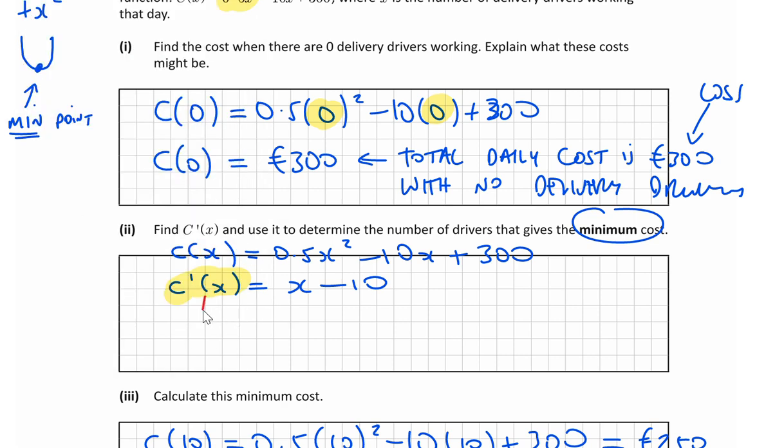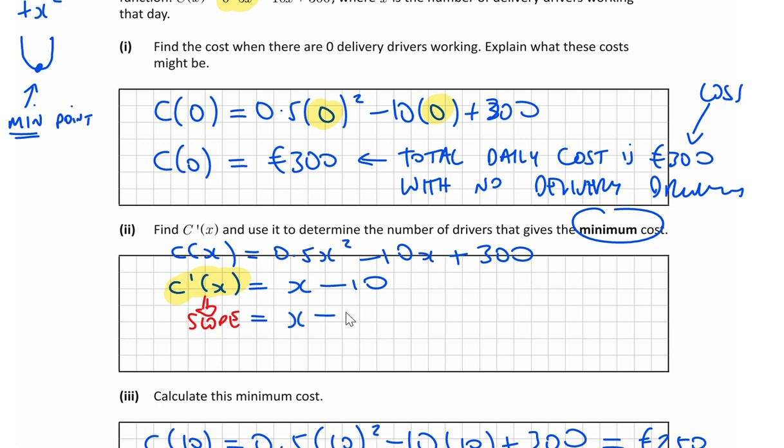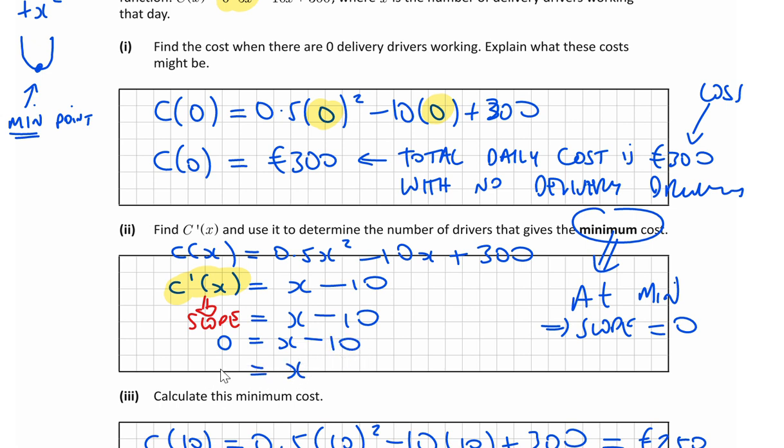Your slope finder function, only 2 things can happen here. You either know the value of x and you can find the slope, or you know the slope and you can find the value of x. And that's where this comes in. At the minimum, remember, the slope is equal to 0. So you sub in 0 for the slope, and you work out that to determine the drivers that gives the minimum cost, you need 10 drivers.